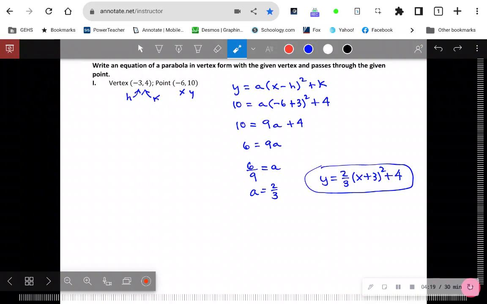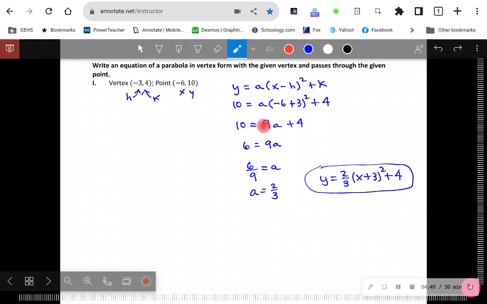Okay, so if they give you a vertex and one other point, then they're essentially giving you 4 of the 5 variables in that. The only one you don't know is a at the start. So you take the y and the x and the opposite of h and k, and you plug it in. Now we're down to one variable we don't know. So this calculation here is -3.